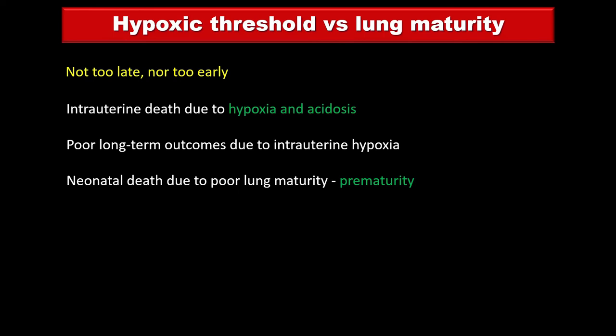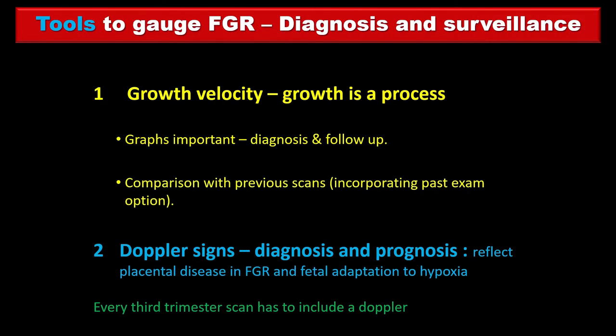Comparing hypoxia with lung maturity. So the aim of delivery is not to deliver too late, wherein hypoxia or acidosis could set in and there will be long-term poor outcomes. And at the same time, we don't want to deliver too early for the fear of neonatal death due to poor lung maturity and prematurity.